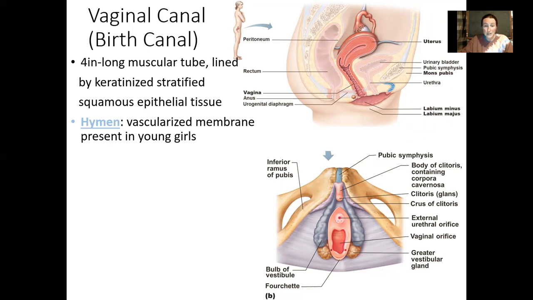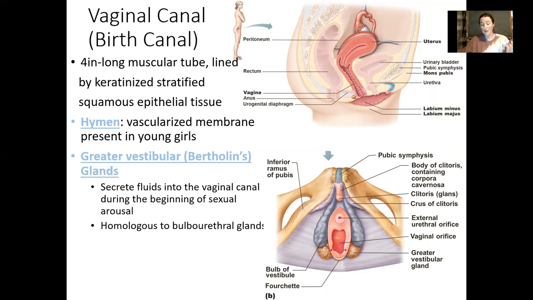The hymen is a vascularized membrane present in young girls. And so historically, the presence of the hymen was used to determine sexual activity, but certainly this membrane can break in a variety of different ways.